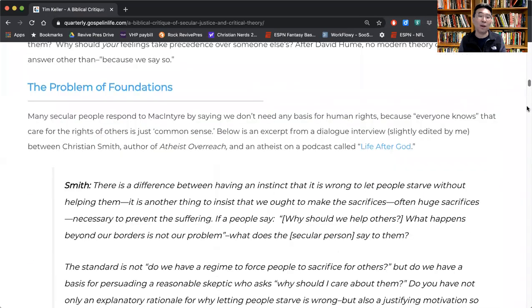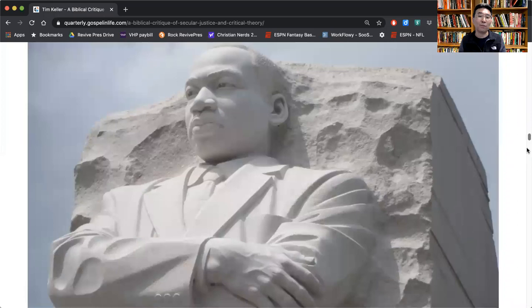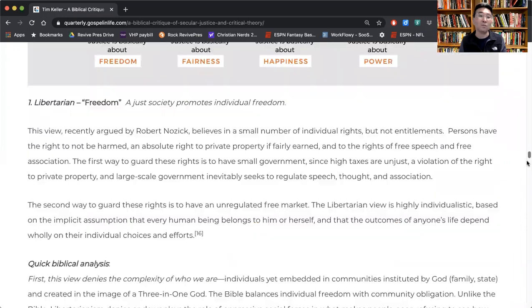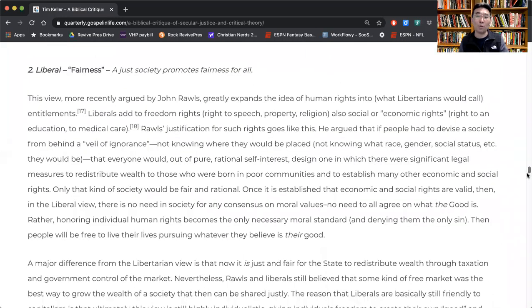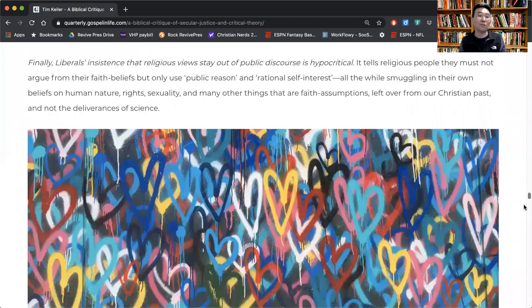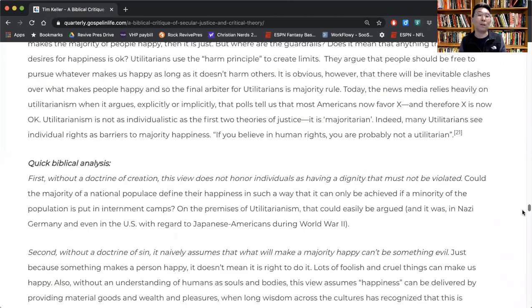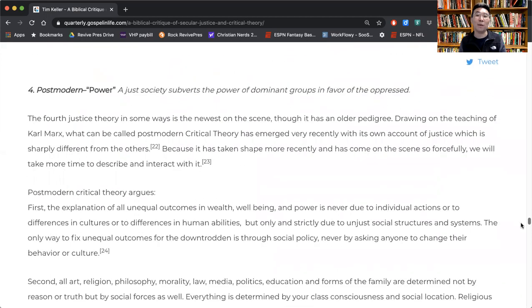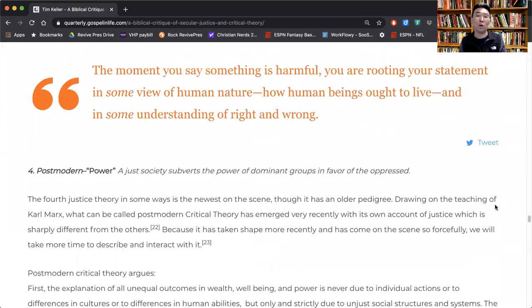So here we go. This is the individualistic end of the spectrum. This is the collectivist. This is postmodern. The central concern is not fairness but power. Here was the liberal view we just went over, and this is the utilitarian view. But now let's finally get down to the postmodern view, which is fixated on the issue of power.